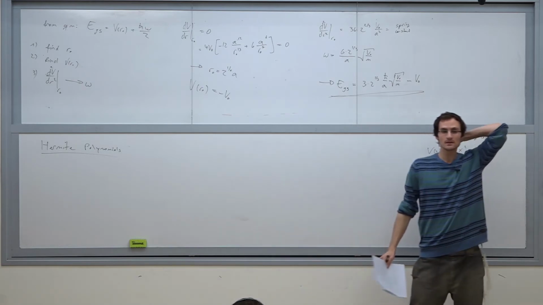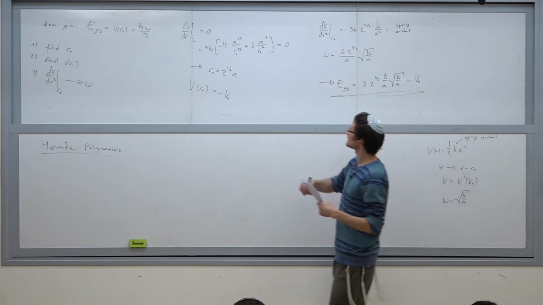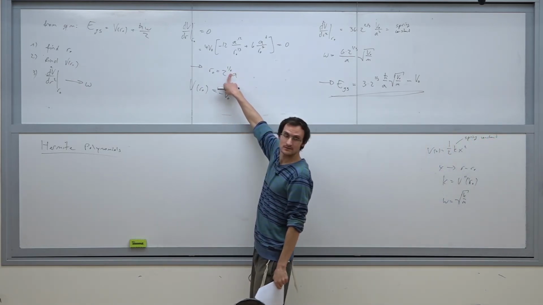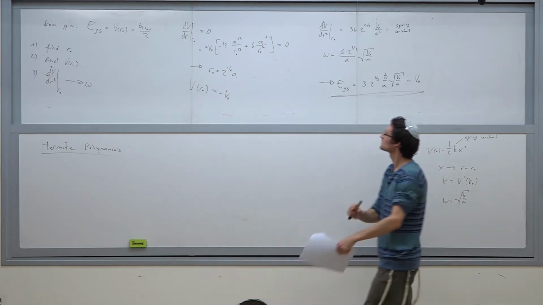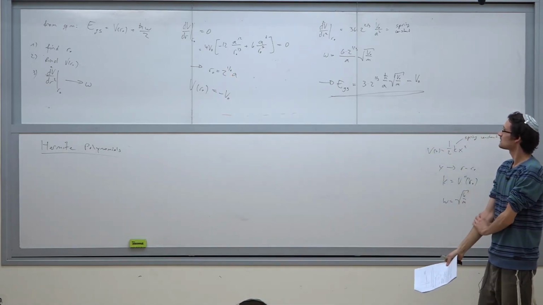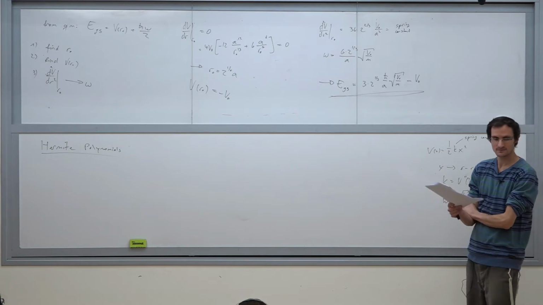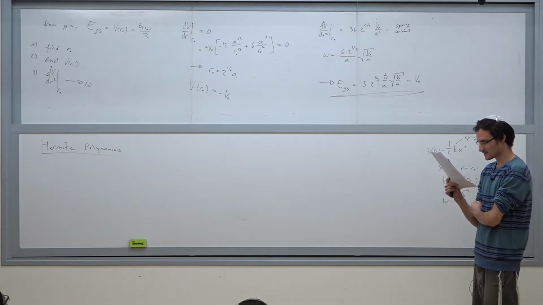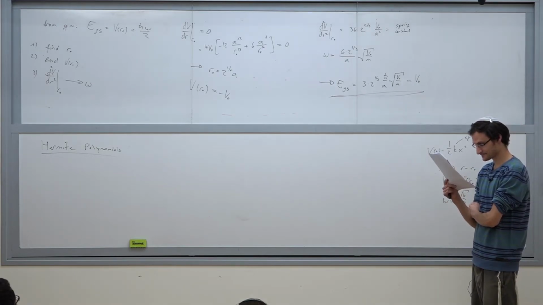Excuse me? I can say what's the R0? It's 2 to the power of 1/6, 1 divided by 6. Yeah, there's some weird powers in here. That's just life. Not everything is beautiful numbers.